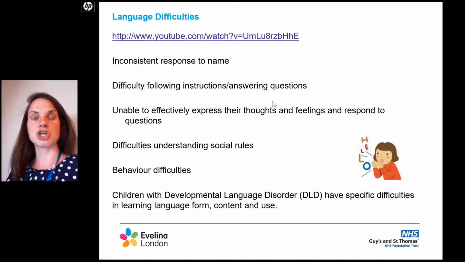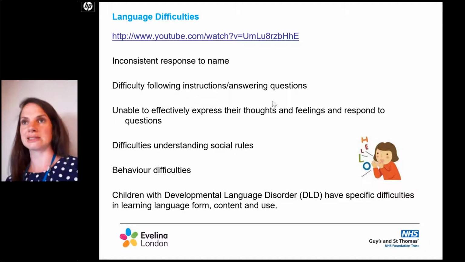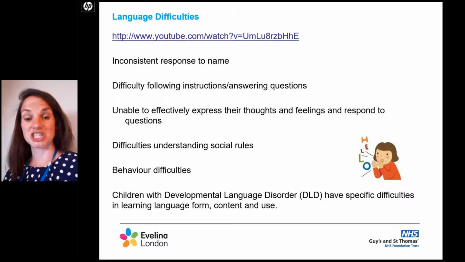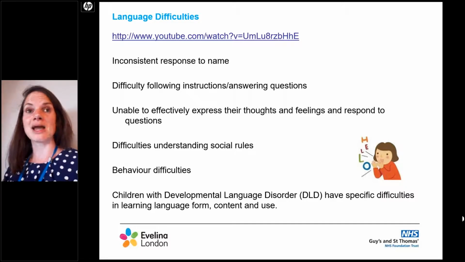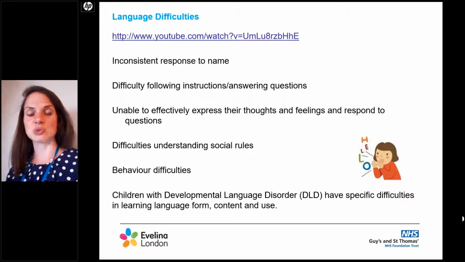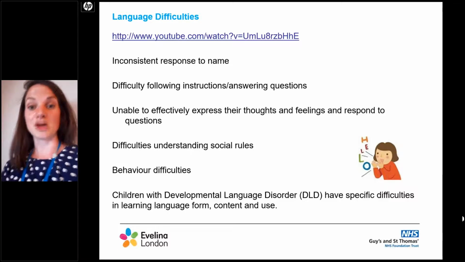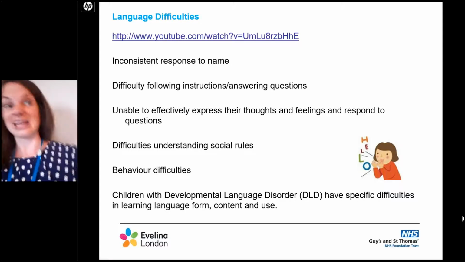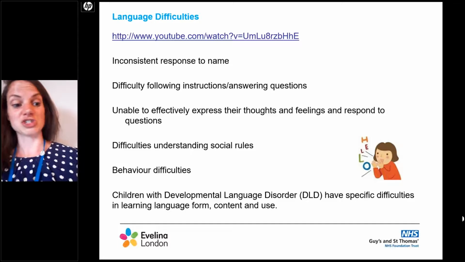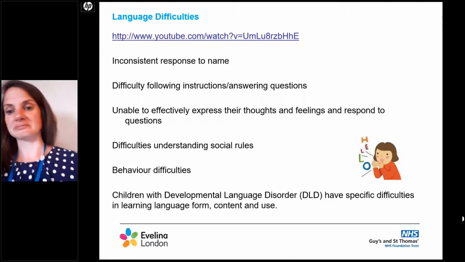This clip just shows an eight-year-old with DLD, just so that you can get a sense of how her language is presenting. It's an interesting clip to watch because she is talking. However, she's not really able to make much sense of the questions that she's being asked, and she's not properly able to formulate her responses. And it's also interesting to see that she has real difficulties asking for clarification or telling someone that she hasn't understood what's been said to her.